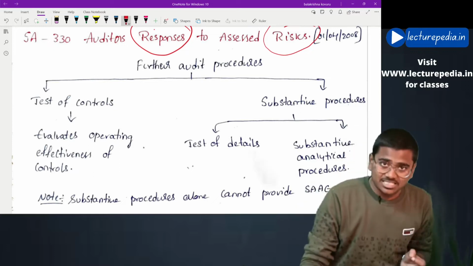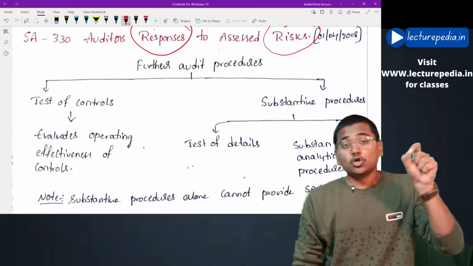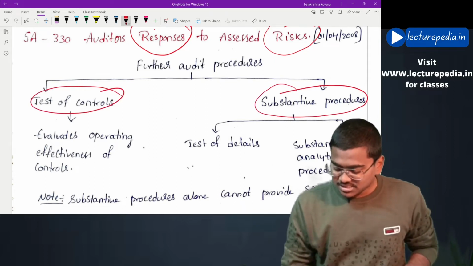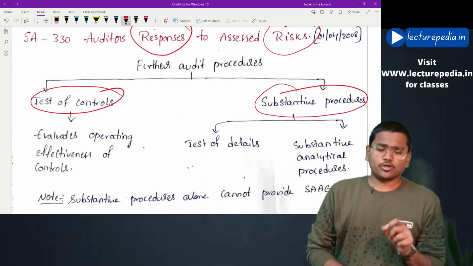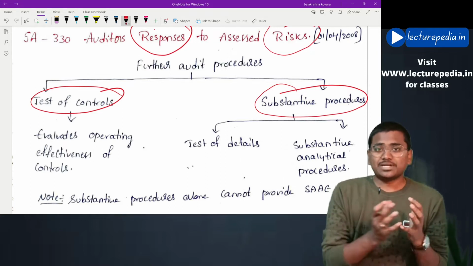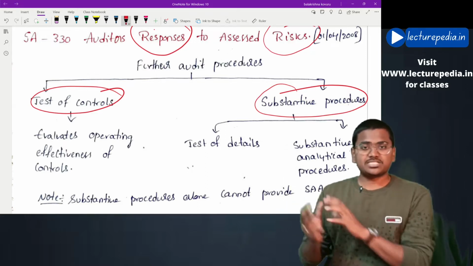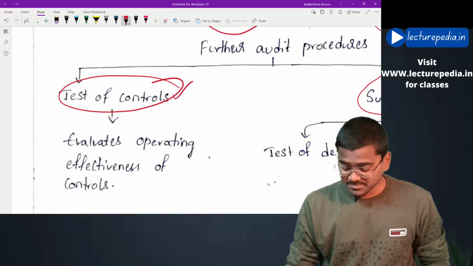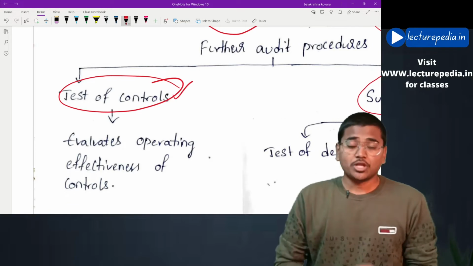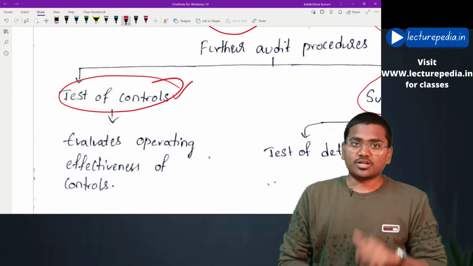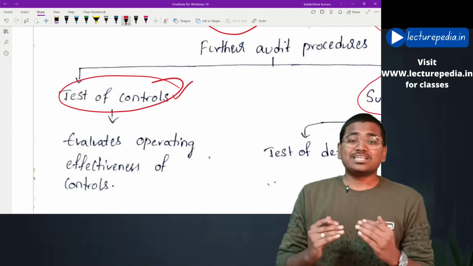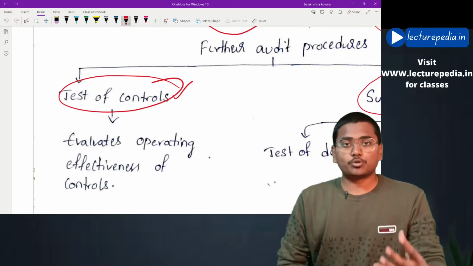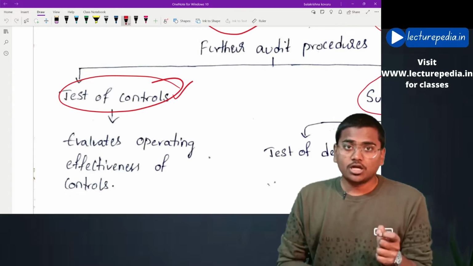Basically, under these further audit procedures, there will be two types of procedures. One is test of controls and another one is substantive procedures. Now, first of all, we'll understand what is meant by test of controls and what is meant by substantive procedures. Basically, the name itself suggests that test of controls are the procedures that are performed to determine whether the controls are operating effectively or not. Those types of procedures will be known as test of controls.